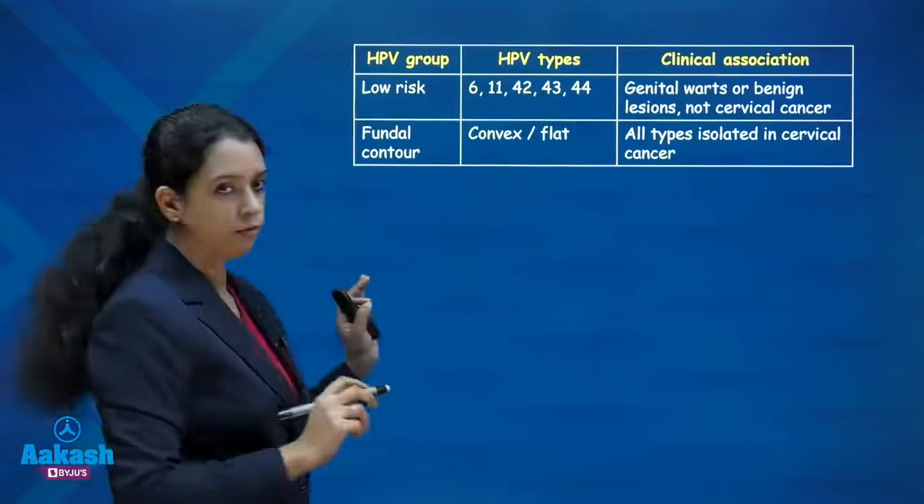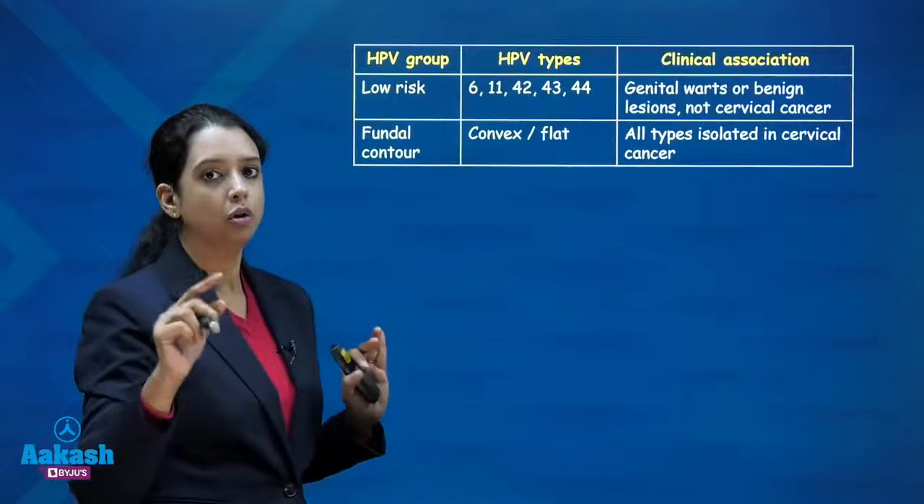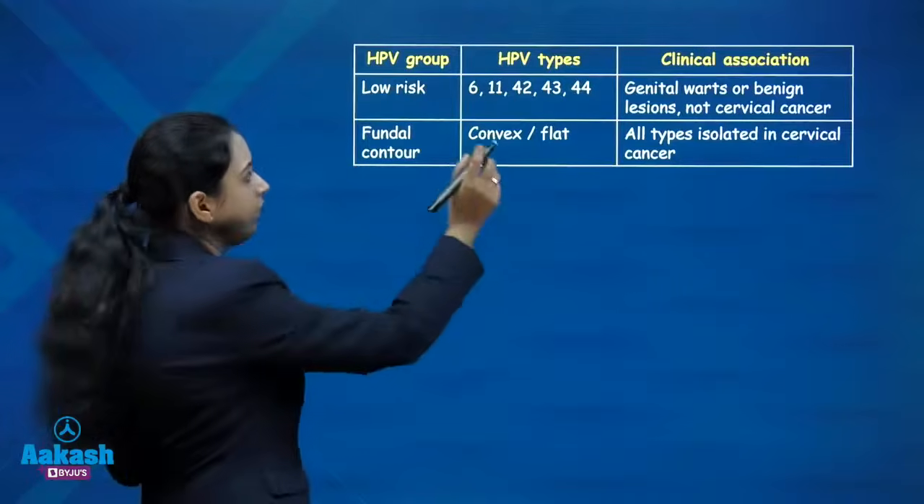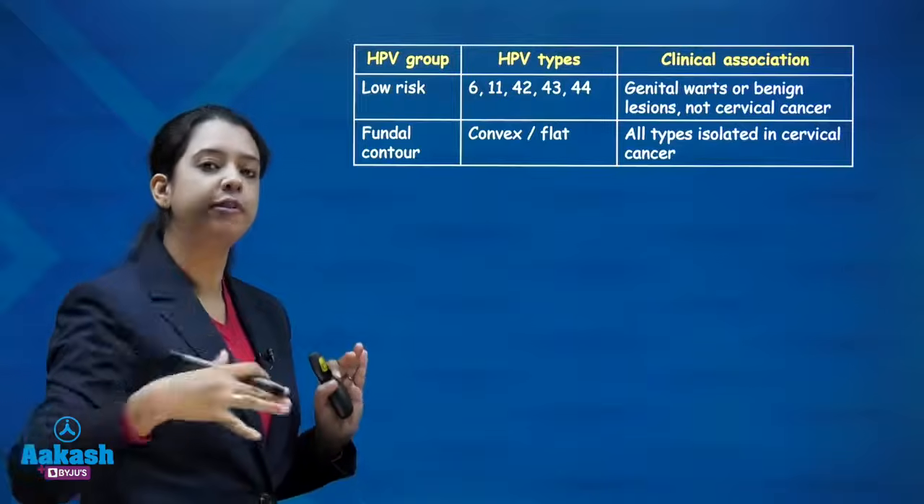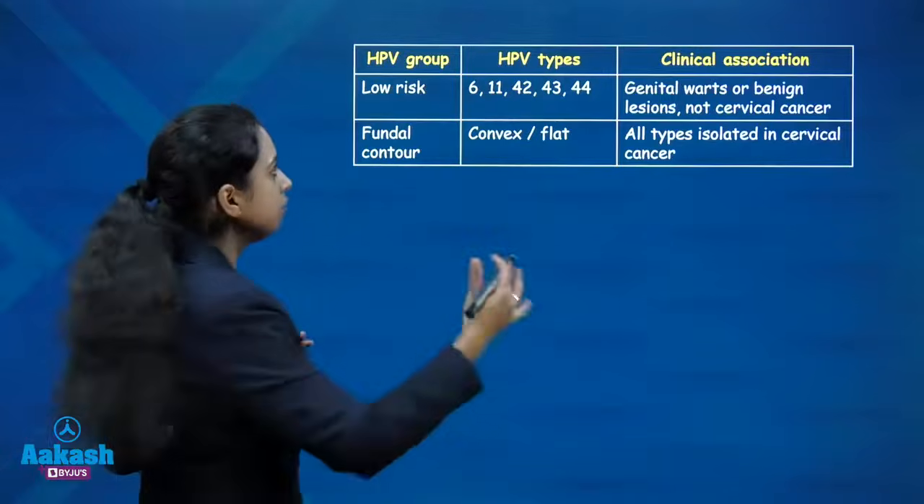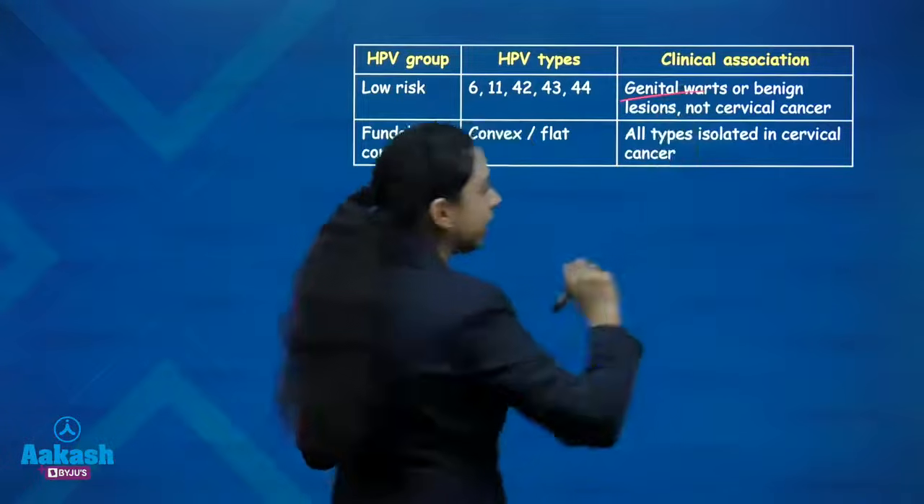So, HPV are of two types, low risk and high risk. Low risk are 6, 11, 42, 43, 44, which are basically associated with genital warts. Genital warts is a very common STD. Okay, so it is associated with genital warts and not any type of cancer.